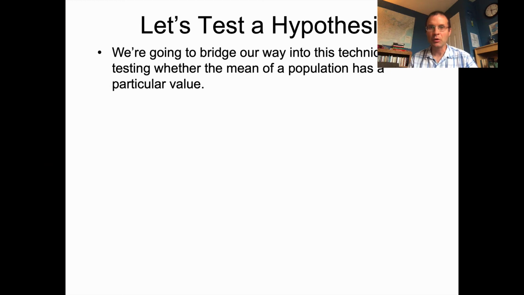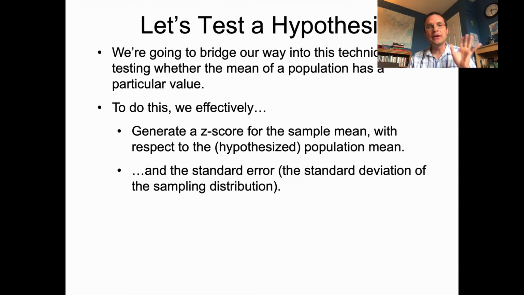Well, we're going to bridge our way into the technique by first testing whether the mean of a population has a particular value. Kind of like what we were doing with confidence intervals by focusing on a particular value, but looking at it sort of upside down to what we did before. So what we're going to do is effectively generate a z-score for a sample mean with respect to some hypothesized population mean. And we also have to take into consideration the standard error, which is the standard deviation of the sampling distribution.